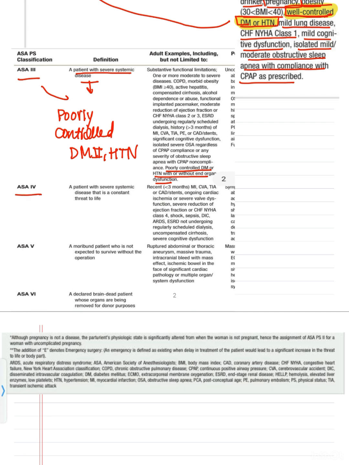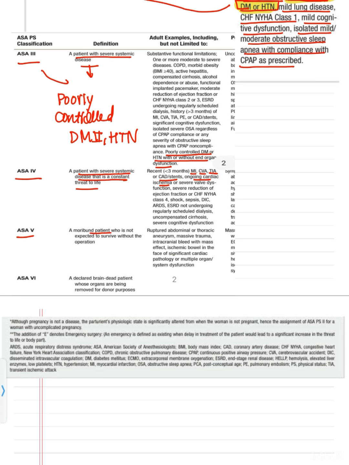Now ASA 4 is a patient with severe systemic disease that is a constant threat to life. For example, recent MI, recent stroke, recent TIA, recent CAD, ongoing cardiac ischemia, they all come to ASA 4. ASA 5 is a moribund patient who is not expected to survive without the operation, so the operation is required so that the patient can survive. For example, ruptured abdominal or thoracic aneurysm, massive trauma, intracranial bleed with a mass effect, ischemic bowel in the face of significant cardiac pathology or multiple organ systemic dysfunction. Then ASA 6 is a declared brain dead patient whose organs are being removed for donor purposes.